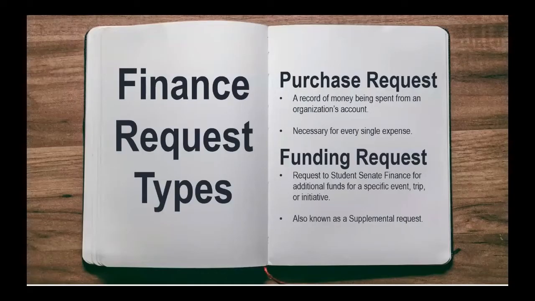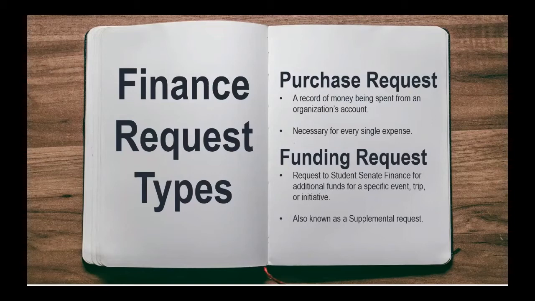So speaking of purchase requests and how you spend your money, the first thing you're ever going to do when you want to spend any of your money, whether that be purchases out of your budget or purchases out of your revenue, anytime you're spending any of that money, you're going to want to do a purchase request. A purchase request is a record of money being spent from an organization's account. It's necessary for every single expense, right? We'll show you where the button is and where you find that form. It's also right next to the funding request.